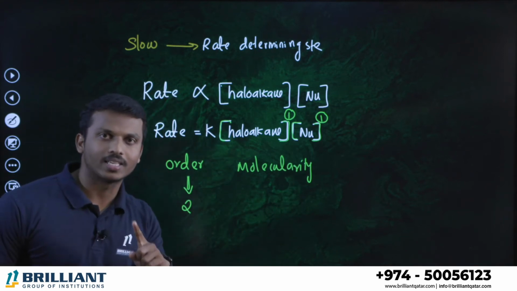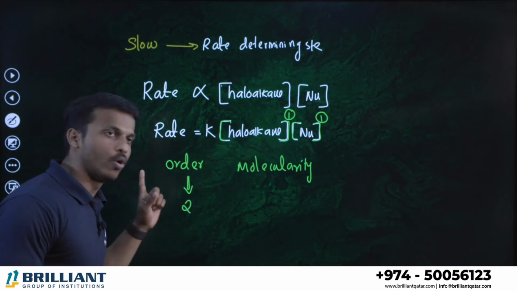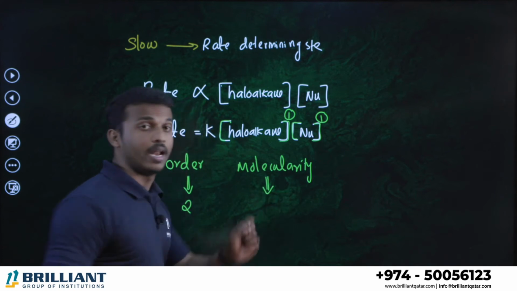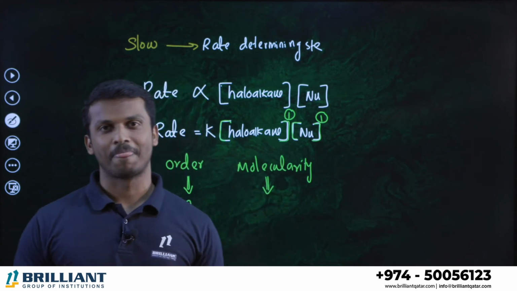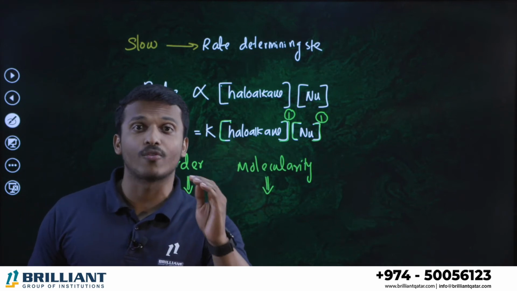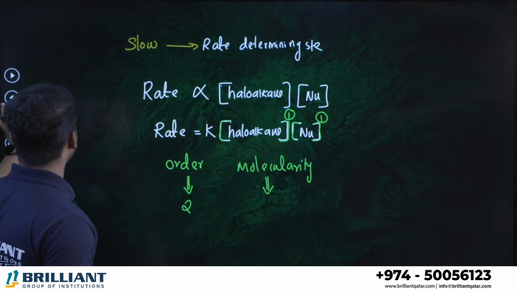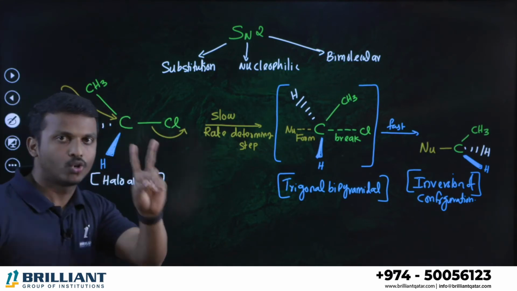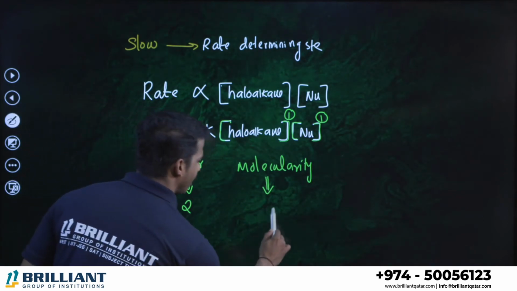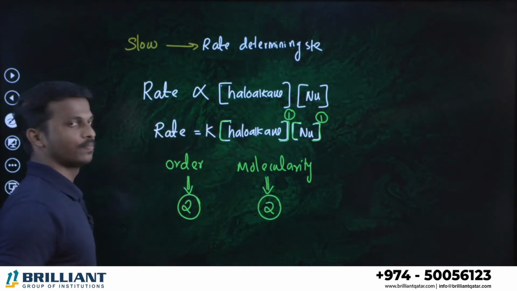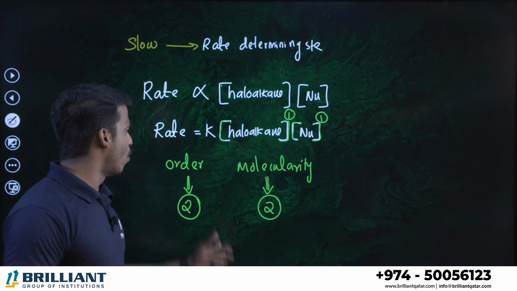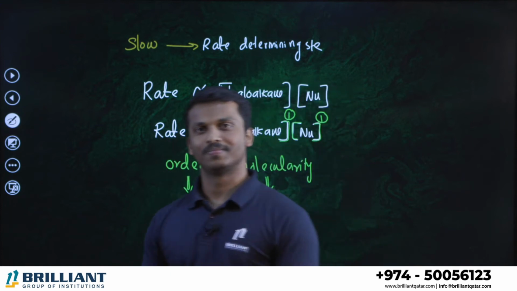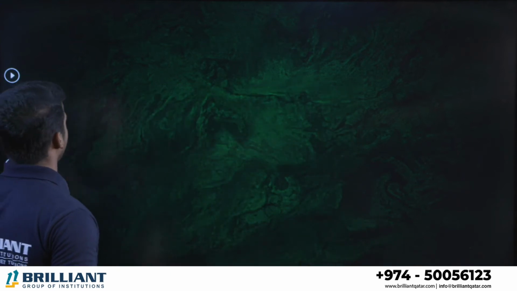So in SN1 mechanism, order is 1. In SN2 mechanism, order is 2. Then what is meant by molecularity? Molecularity means the number of reacting species, or the number of reactants. In the rate determining step, how many reactants are there? Haloalkane and nucleophile. 2 reactants are there. So molecularity is also 2. So order and molecularity for SN1 mechanism is 1, for SN2 mechanism is 2. Clear to all of you? Okay, next one.